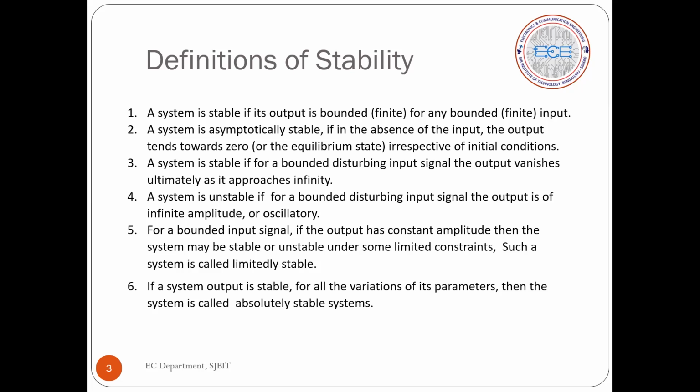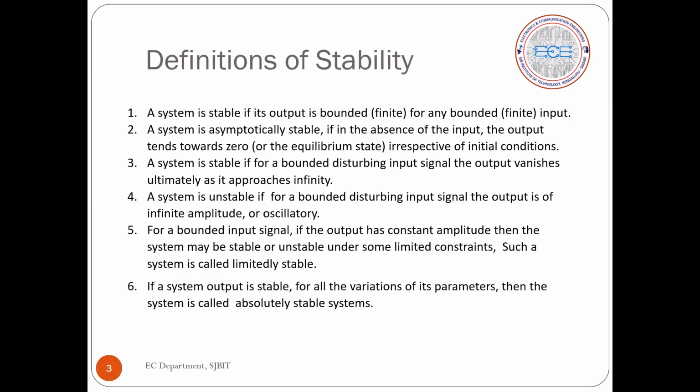And we also define a system as stable for a bounded disturbing input signal. The output vanishes ultimately as t approaches infinity. So this is also another definition. Here we say that if the input is a disturbing input, then its effect has to die out as t tends to infinity for the system to be stable. So that's the third definition we say.